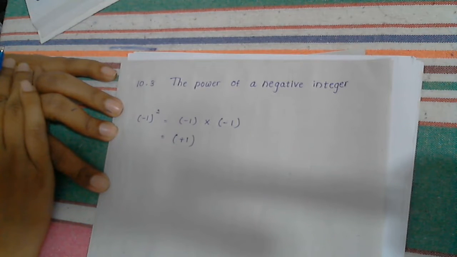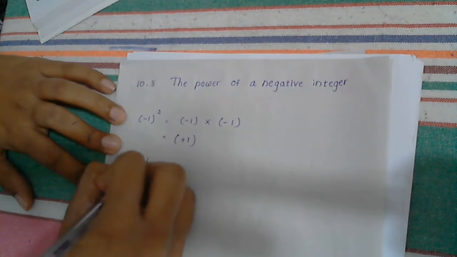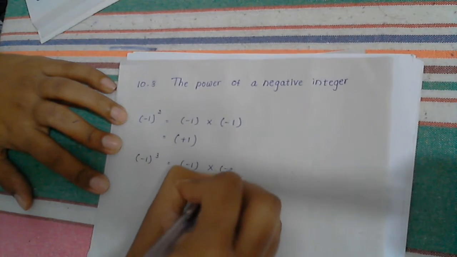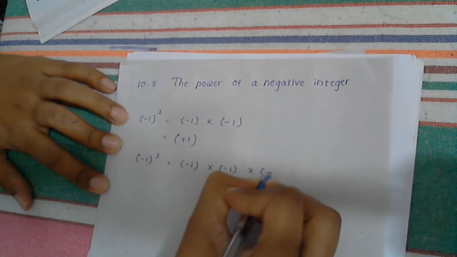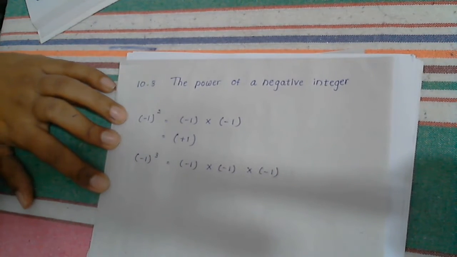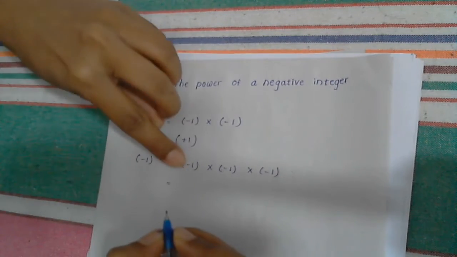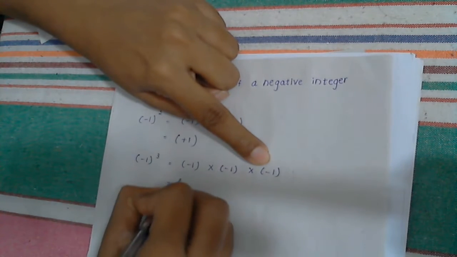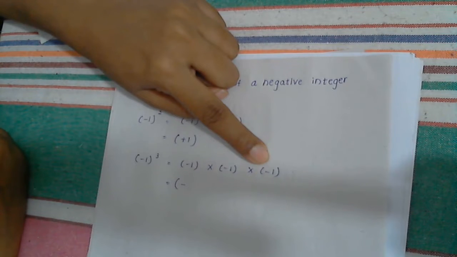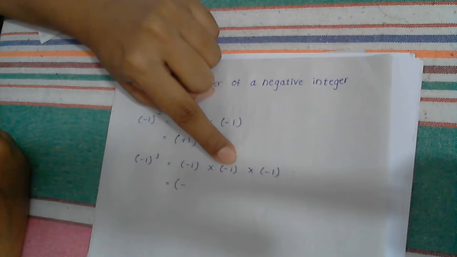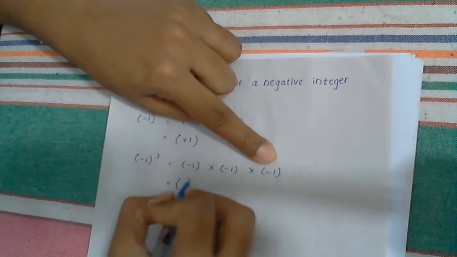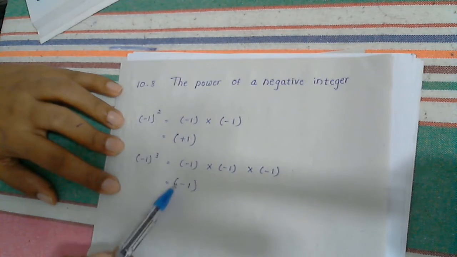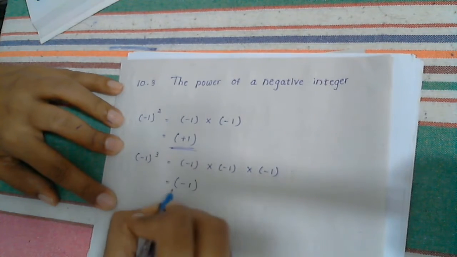Then its third power. Third power means negative 1 to the power 3, negative 1 into negative 1 into negative 1. Then consider the sign: negative into negative, positive. Positive into negative, the sign is negative. Then 1 into 1, 1. So the third power of negative 1 is negative 1.